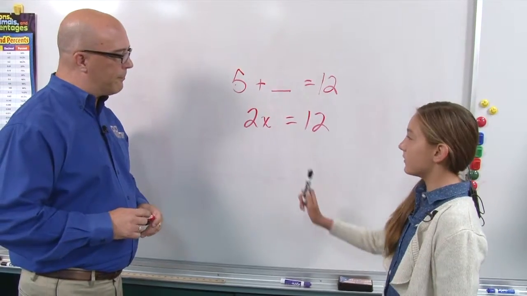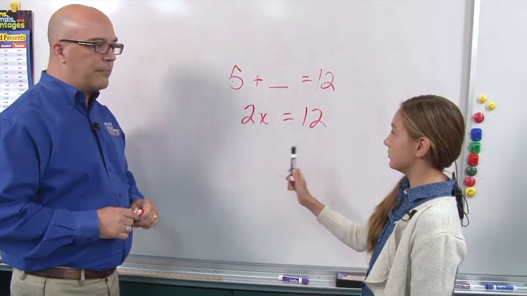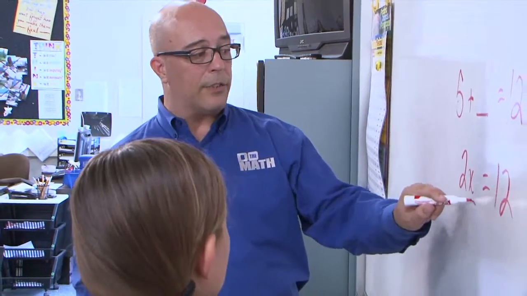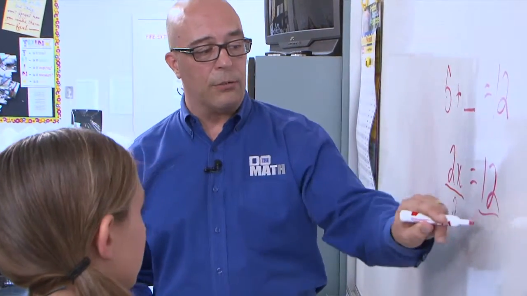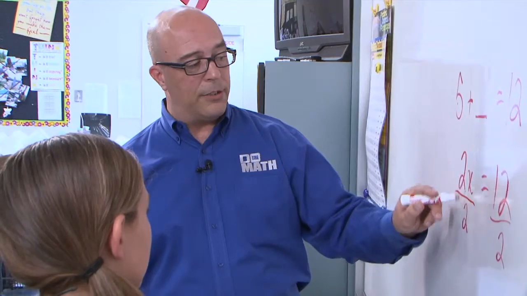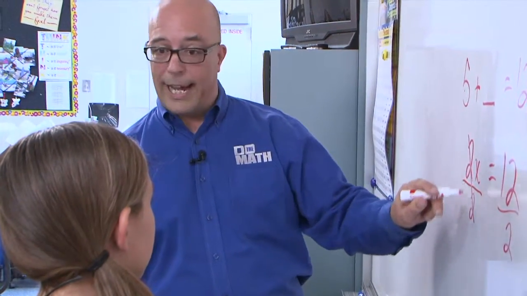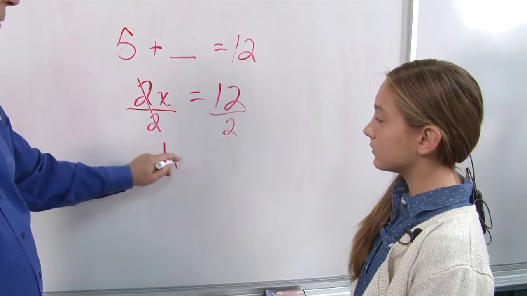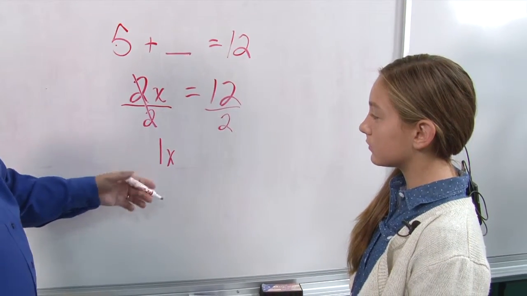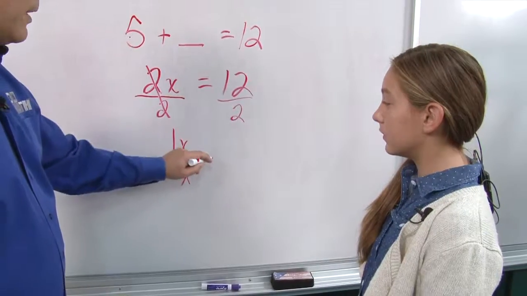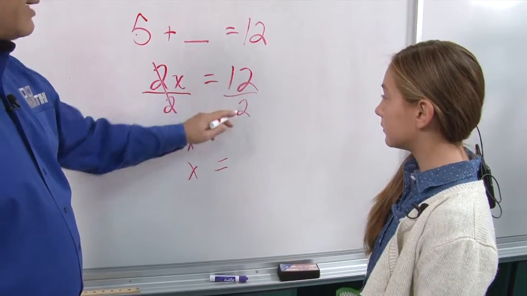I know x is 6 because 12 divided by 2 equals 6. So if we divided each side by 2, 2 divided by 2 is 1. So on this side we have 1x, right? And if I have 1x, can I represent that as just x? Yes. It's the same value, right? And then 12 divided by 2 is?